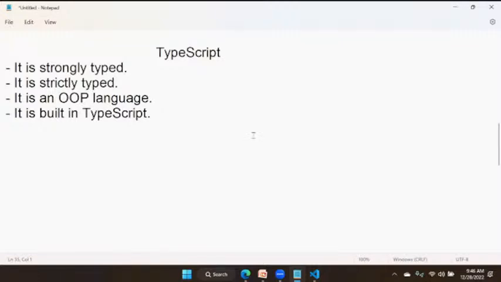Have you learned any OOP language? Java, .NET, C++, any OOP language? Do you have any idea of an OOP language? Then what are the drawbacks of OOP languages?